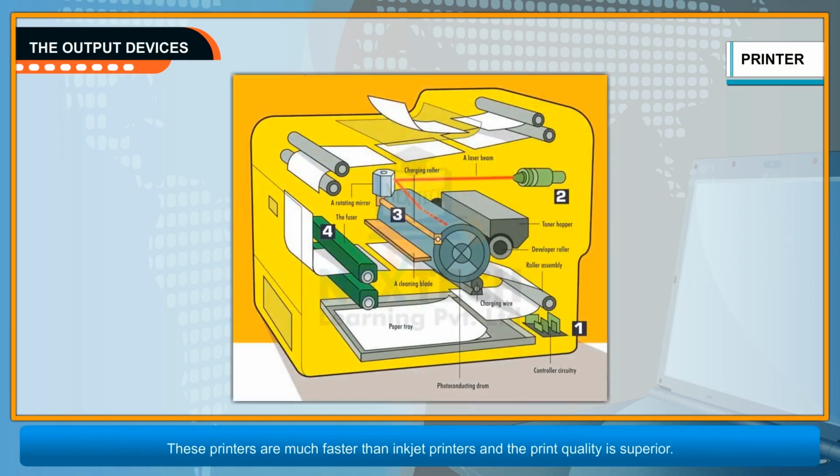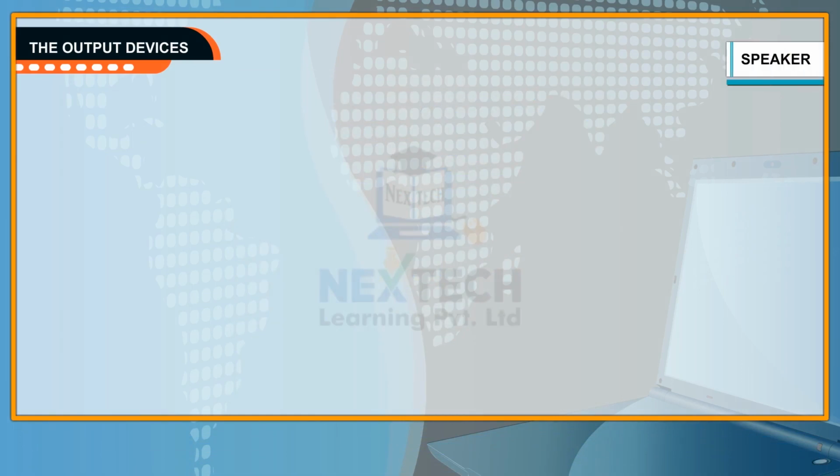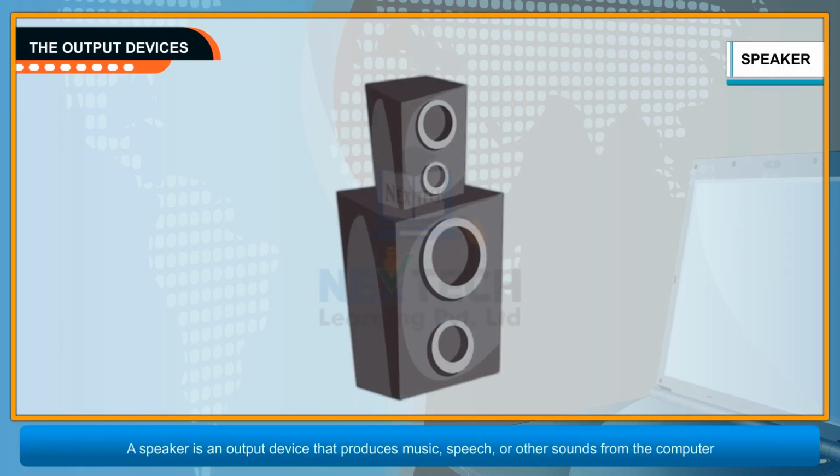These printers are much faster than inkjet printers and the print quality is superior. However, these printers are expensive and are mainly used in places where fine quality printing is required. Speaker. A speaker is an output device that produces music, speech, or other sounds from the computer.